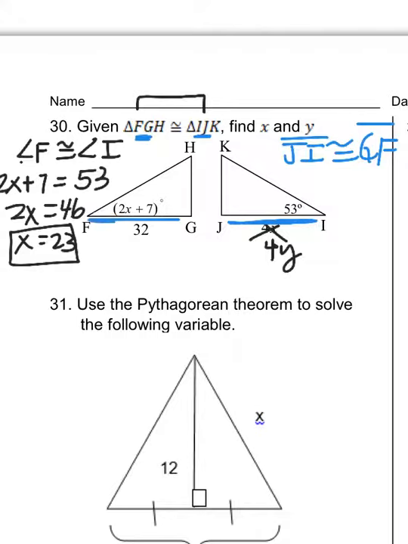And I know that GF is 32. So I'm going to set up this equation: 4y equals 32. So 32 divided by 4 is 8. That means y is equal to 8. We're done with that problem.